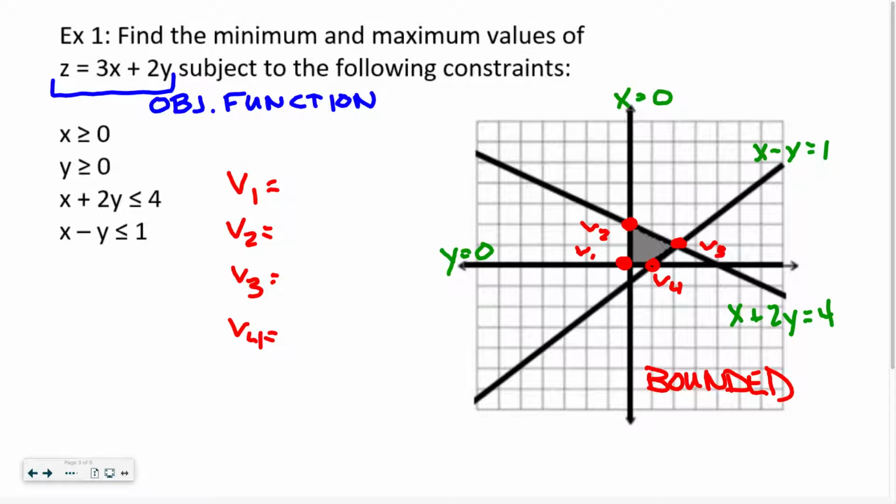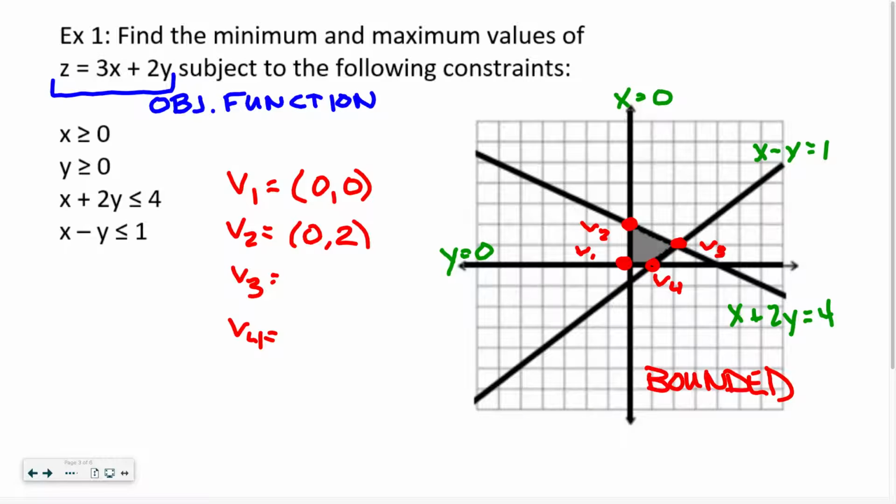Okay, some of them are easy, right? Like V sub 1 is really 0, 0. That's obvious. I don't really need to check that one. And if I had graphed the line x plus 2y less than or equal to 4, I know that V sub 2 is that y-intercept 0, 2, right? So I know 0, 2.